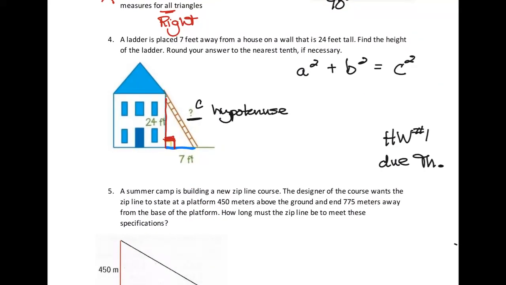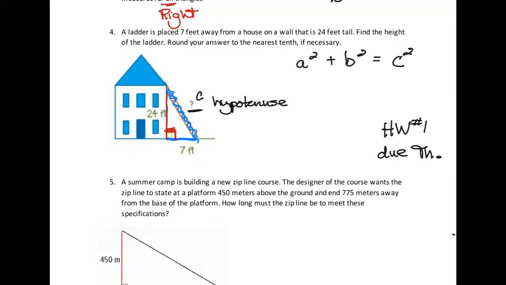Let me read the question again. A ladder is placed 7 feet away from a house on a wall that is 24 feet tall. Find the height of the ladder. So we are specifically talking about the height of the ladder. This, in squiggly blue. So a squared plus b squared equals c squared. You always want to start with that formula.